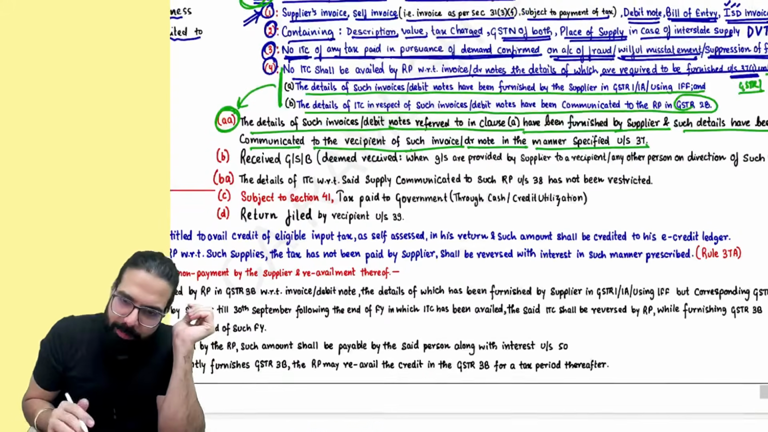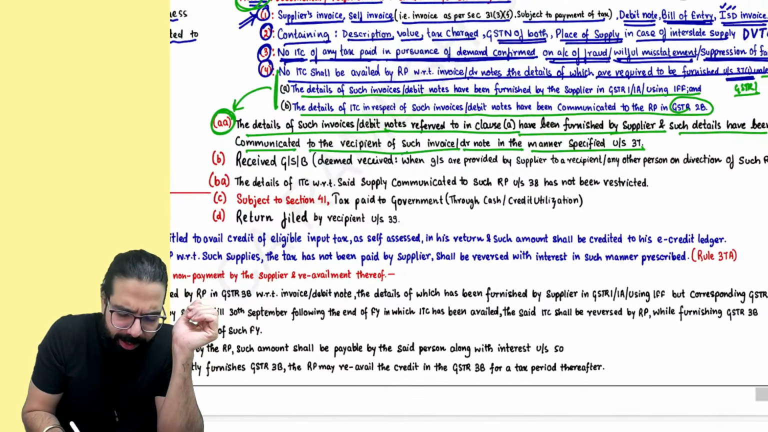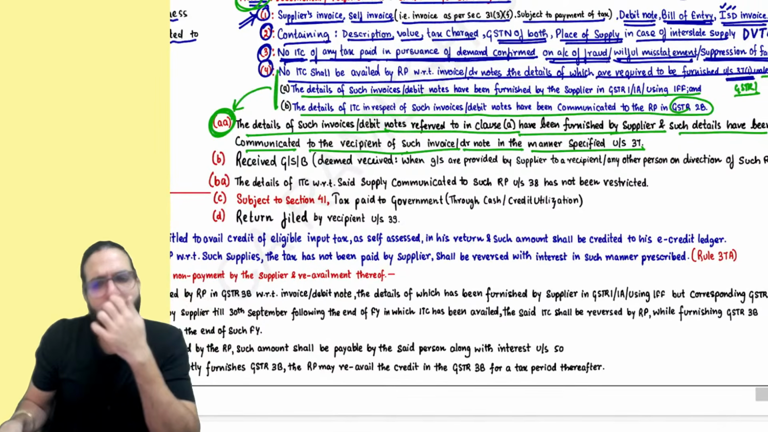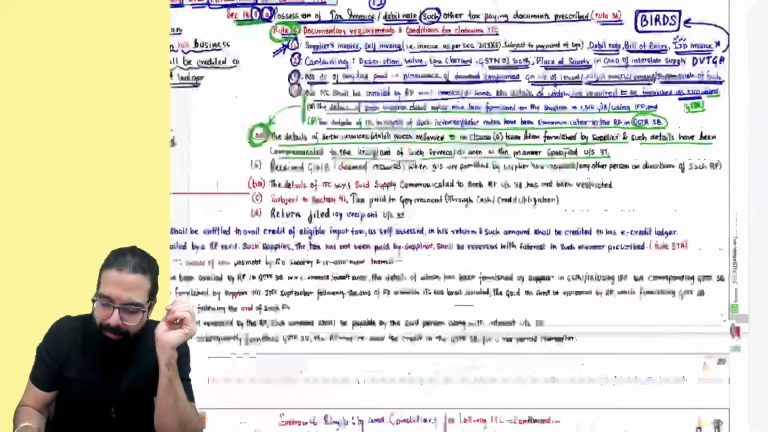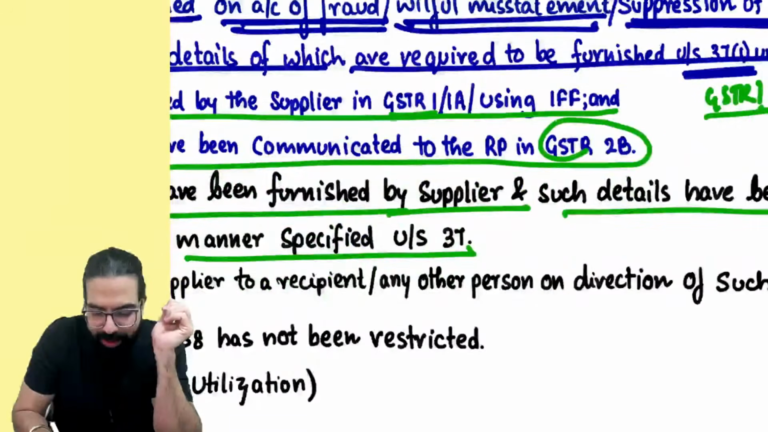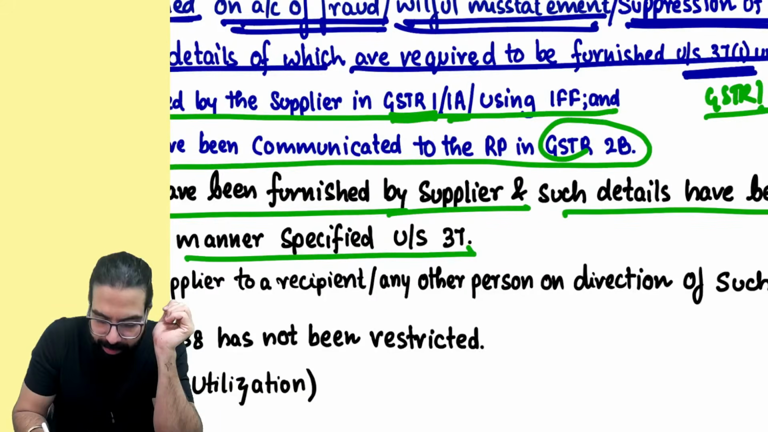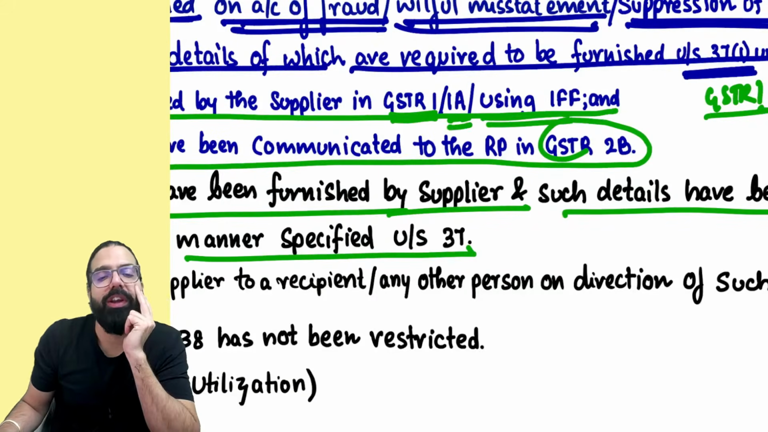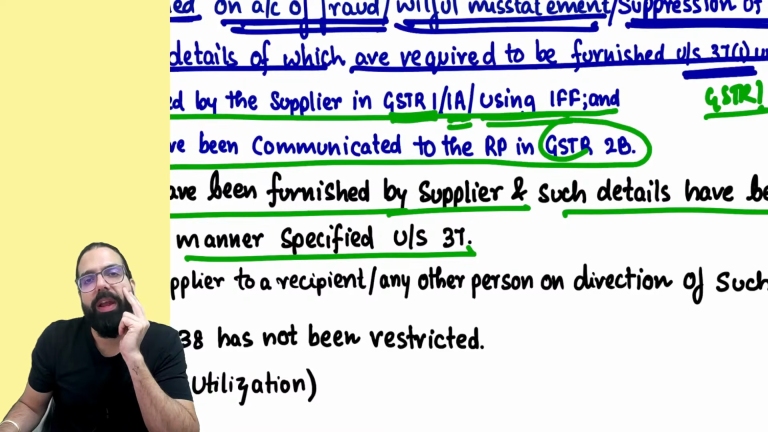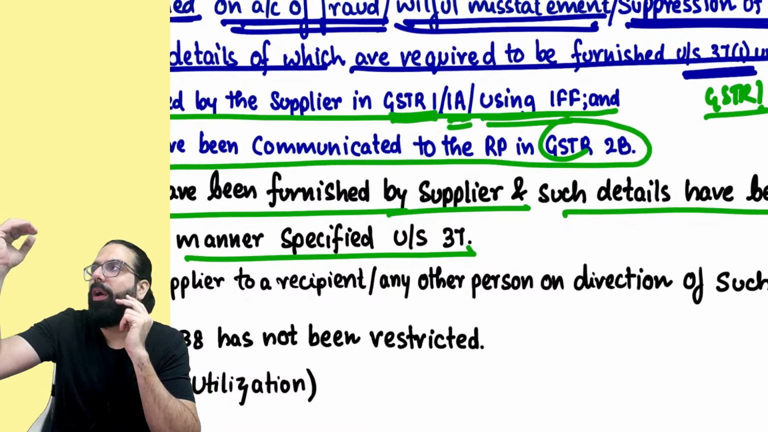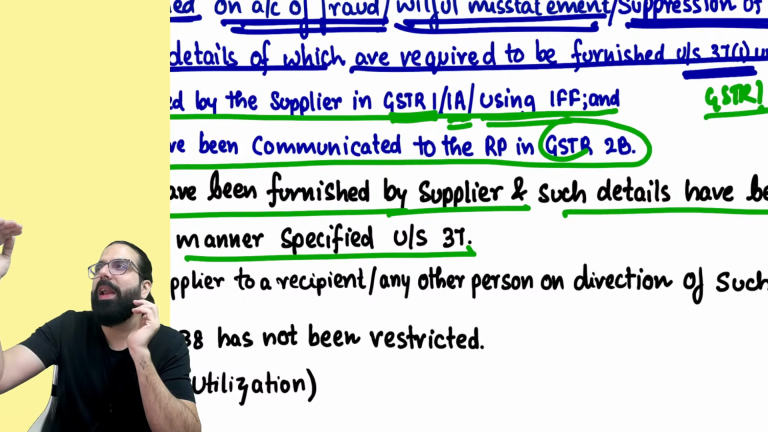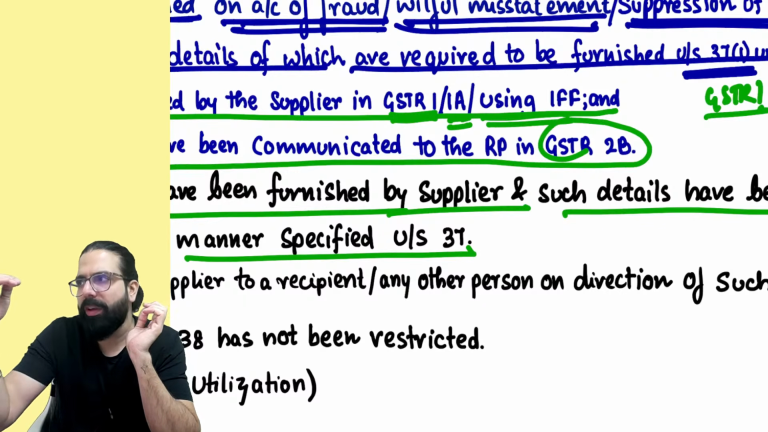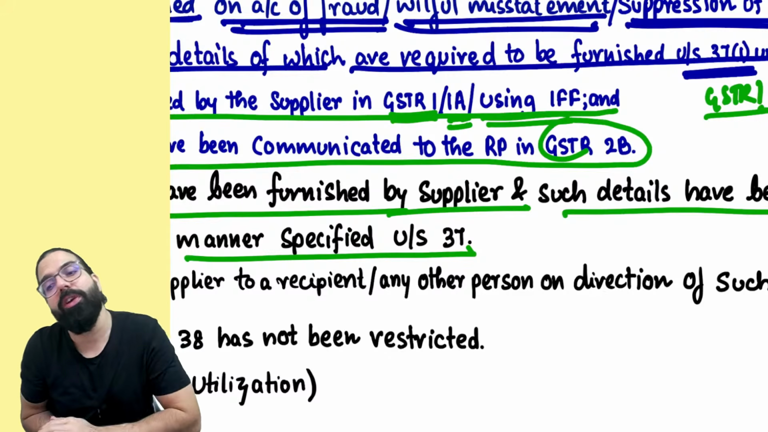The next one, same thing they wrote over here. Sir, what is this IFF? IFF is Invoice Furnishing Facility, GSTR 1 or GSTR 1A, or using IFF. In your return chapter, you will see people who file quarterly returns don't file GSTR 1 every month; they file the Invoice Furnishing Facility and GSTR 1. It is there in your return chapter.